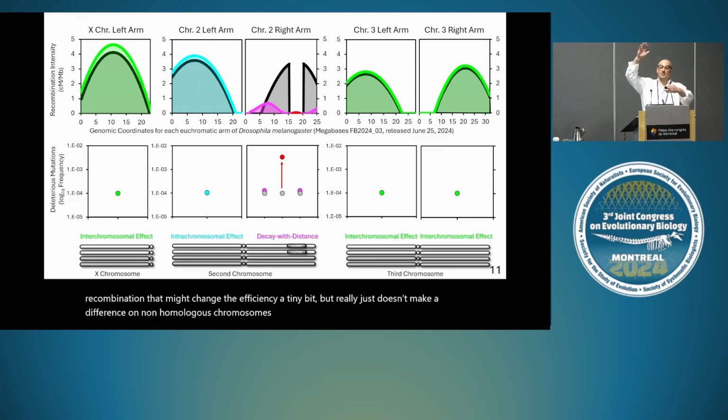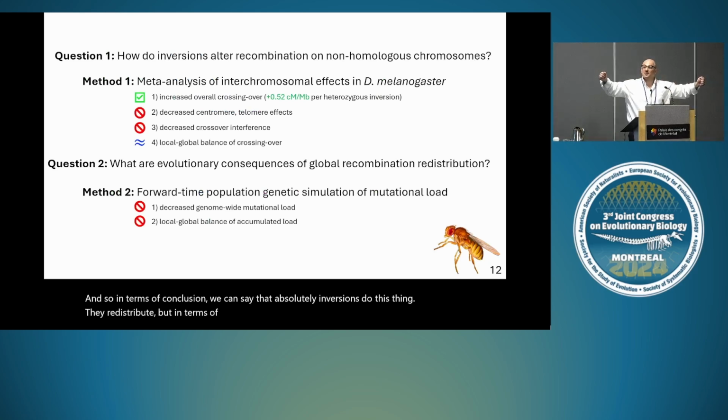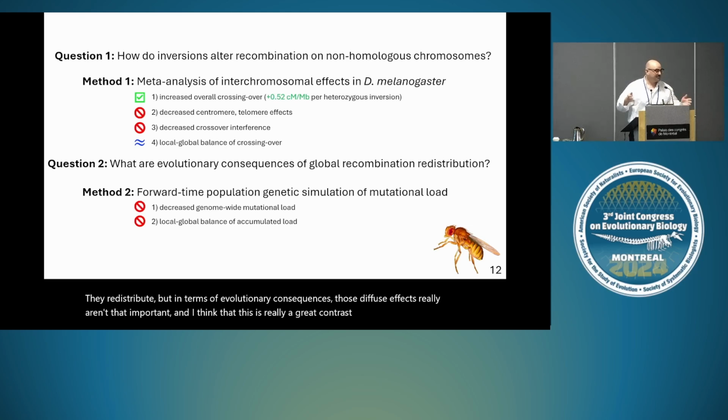If we suppress recombination entirely where the inversion is, that makes a huge difference. And so, in terms of conclusion, we can say that absolutely inversions do this thing. They redistribute, but in terms of evolutionary consequences, those diffuse effects really aren't that important. And I think that this is really a great contrast, and I'll end. I've been too long already.